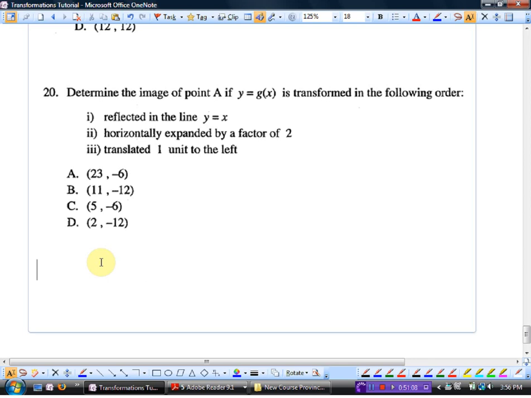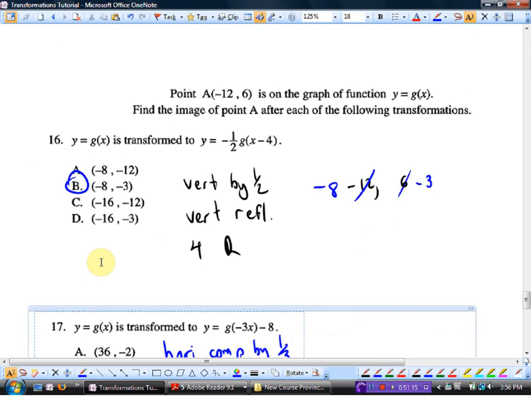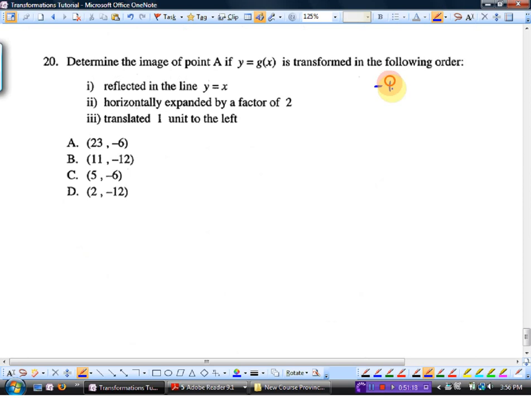So, determine the image of point A. Oh, what was point A? It was negative 12 comma 6. Okay, so there's negative 12 comma 6, and now we're going to go in the following order. Reflect about the line y equals x. Huh? Oh, yeah, that was another way of saying inverse. So it's going to become 6 comma negative 12. Switch the x and y around. Horizontally expand by a factor of 2. One left. Except let's make that an 11 and not a smear.